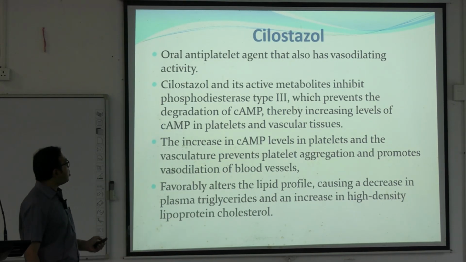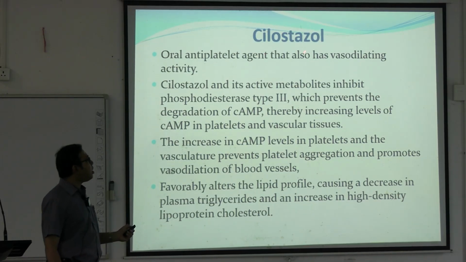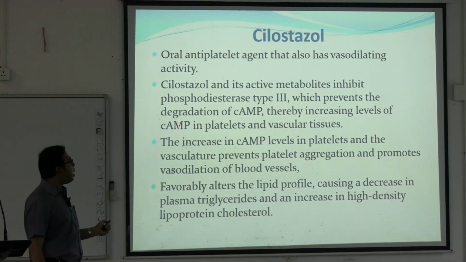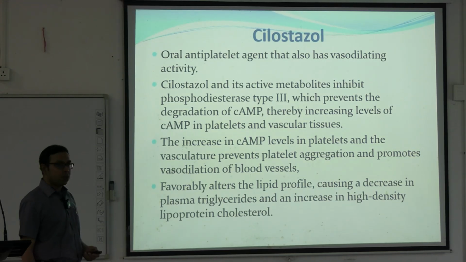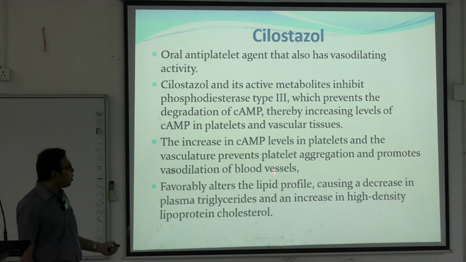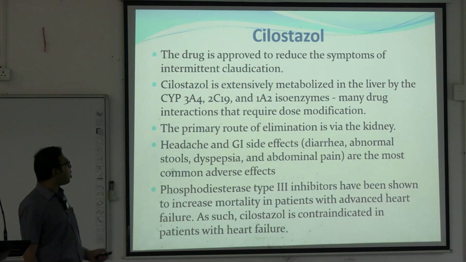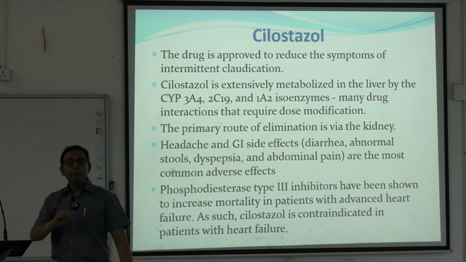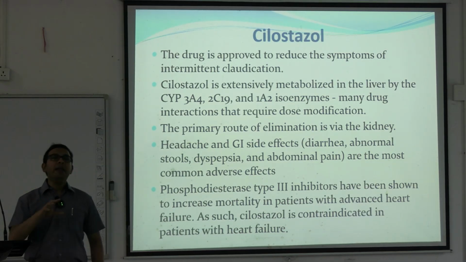Next, coming to cilostazol. Cilostazol is another oral antiplatelet agent that also has vasodilating activity. It blocks phosphodiesterase type 3, an enzyme which degrades cAMP, thereby increasing the level of cAMP in platelets and vascular tissues. Ultimately that prevents platelet aggregation and promotes vasodilatation of the blood vessels. It also favorably alters the lipid profile, causing a decrease in plasma triglyceride and an increase in HDL cholesterol. Cilostazol is used when there is some blockade in the peripheral blood vessels that leads to intermittent claudication.